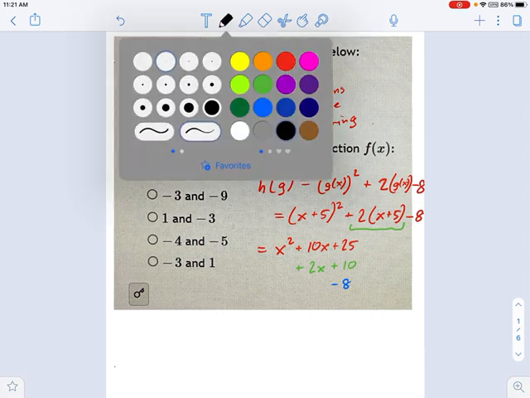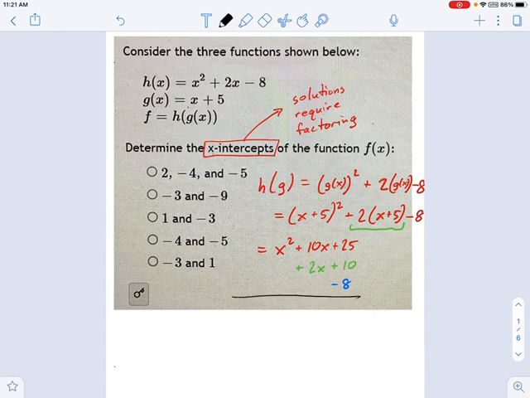So we add all these things together, and this is going to be our simplified function. This is equal to x squared plus 12x plus 27. Okay, so now we need to factor that into two parentheses. And that will tell me what is h of g of x. Remember this thing.